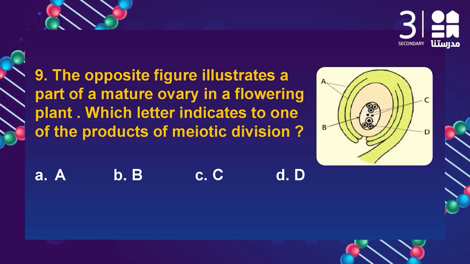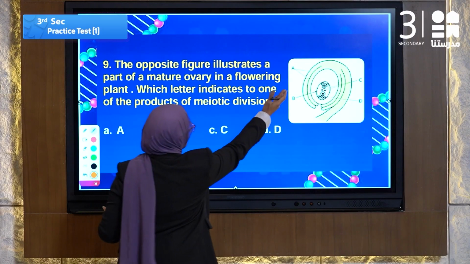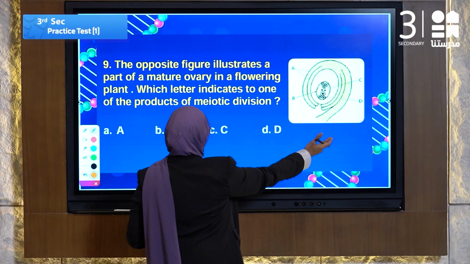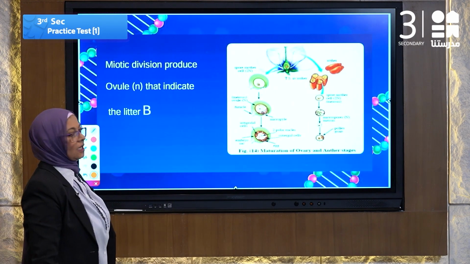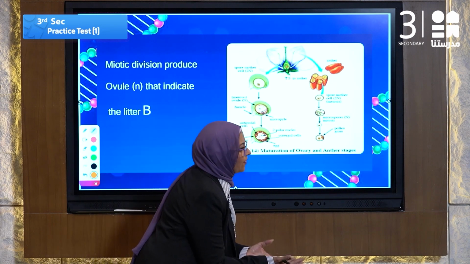The other question speaks about, wow, a flower. The flower in the opposite figure illustrates a part of a mature ovary in the flowering plant. Which letter indicates one of the products of mitosis? No, meiotic division. Not mitosis, a meiotic division. Which letter, A, B, C, or D? Let's speak about this. Wow, this is the maturation of the ovary and the anther stages.